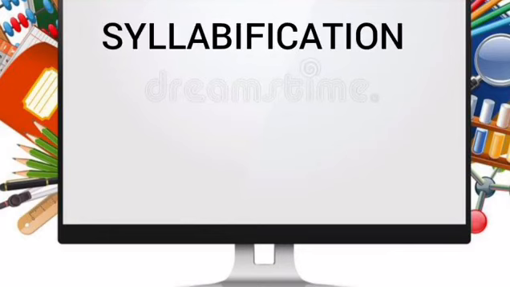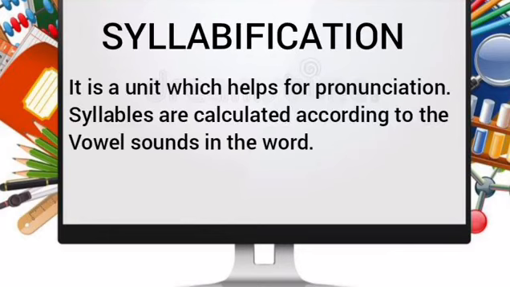Syllabification. So what do you mean by syllabification? It is a small unit which helps for pronunciation, right? So syllables are calculated according to the vowel sounds in the word, right? What do you mean by vowel and consonant sounds? Vowel sounds are A, E, I, O, U. The sounds with the A, E, I, O, U will be called vowel sounds, right?